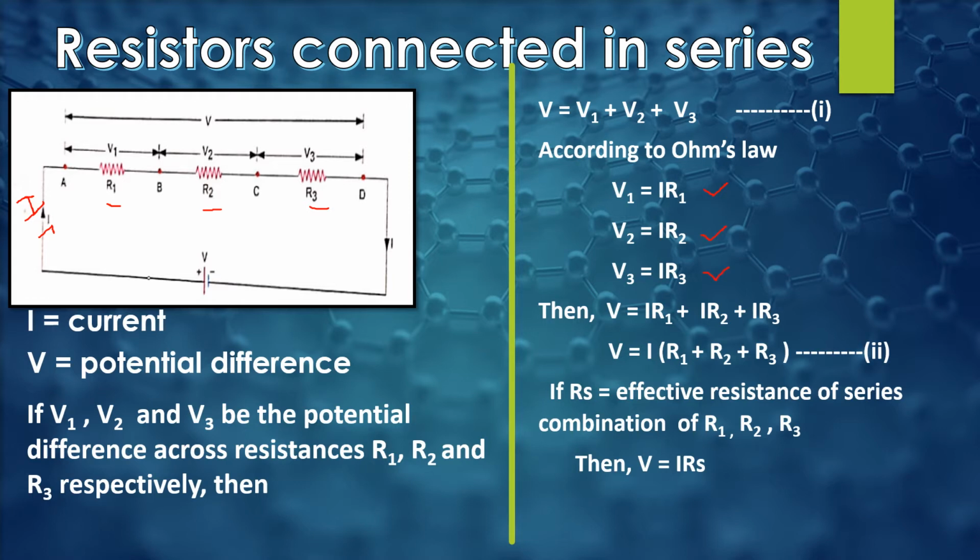That is nothing but the potential difference across R1, R2 and R3, which are V1, V2 and V3. So what happens here? Equation 1 becomes V equals IR1 plus IR2 plus IR3, or we can take I common. V equals I into (R1 plus R2 plus R3). If Rs is the effective resistance of the combination of R1, R2 and R3, we can say that V equals I into Rs.